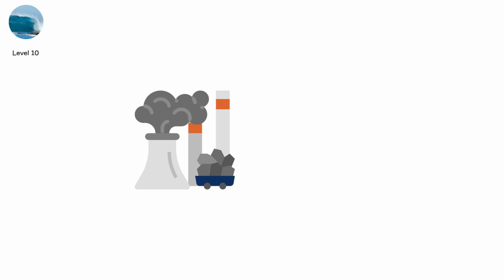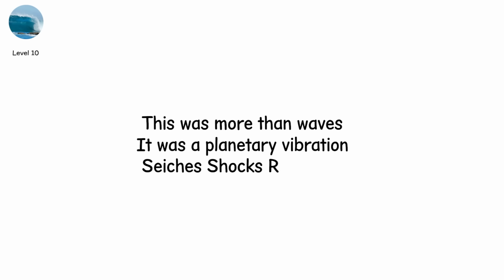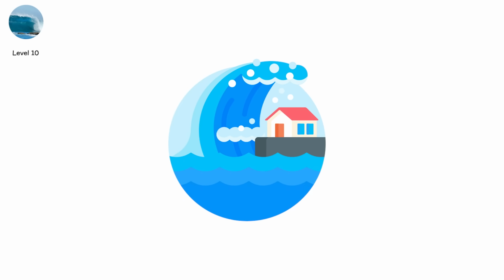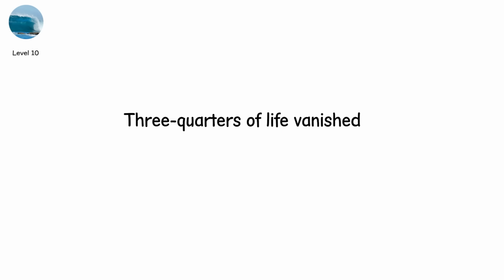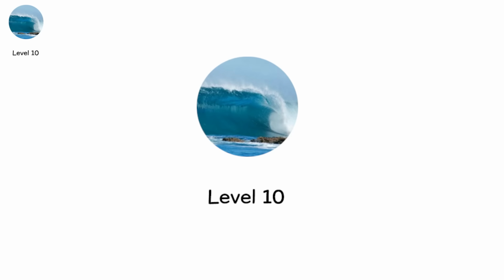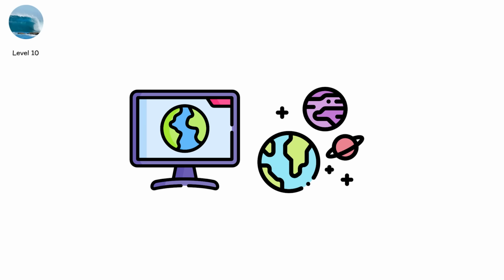Fossils found in North Dakota show ocean debris and fish with molten glass in their gills, clear evidence that something struck with unimaginable force. This was more than waves, it was a planetary vibration, seiches, shocks, rebounds, tsunamis that redefined coastlines and began an extinction event. Three quarters of life vanished, including the dinosaurs, not just from fire or ash, but because Earth's systems collapsed. Level 10 is speculative, but real, not something we've lived through, but something the planet remembers. And if it happened once, it could again.